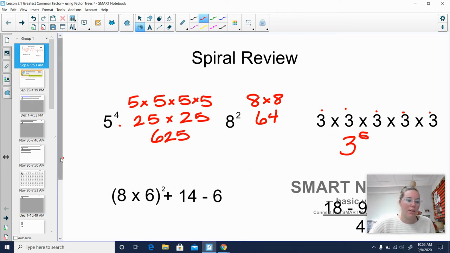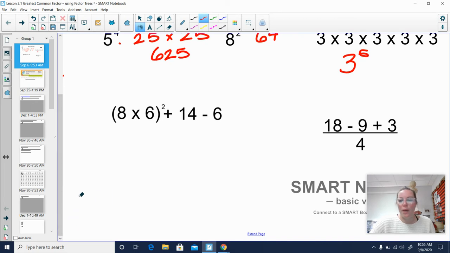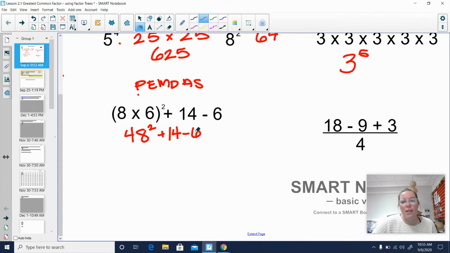If we scroll down here, we have a couple of PEMDAS problems that we can try. Remember that we always start by rewriting, so that way we remember. We start with our parentheses. 8 times 6 is 48. I bring down the squared because I do whatever's in my parentheses first, and the square is not in my parentheses. Plus 14 minus 6.